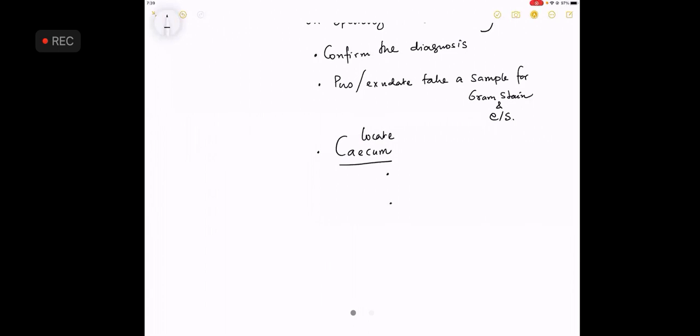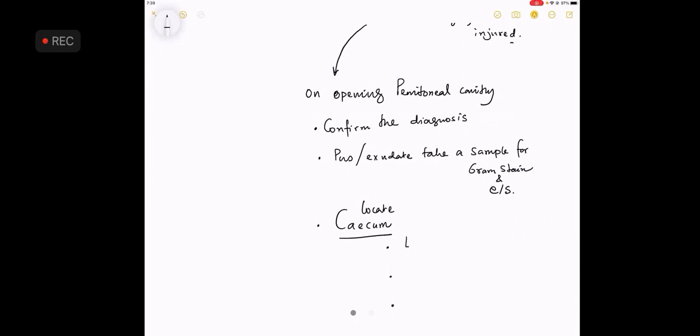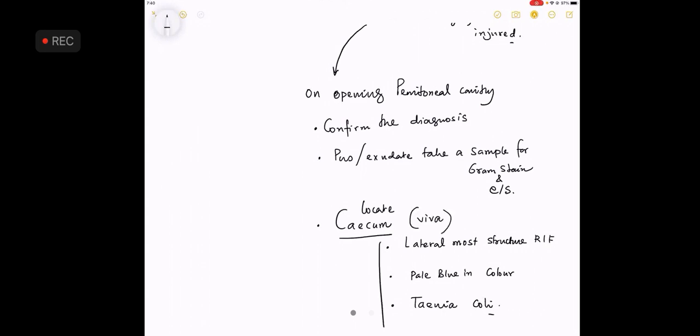Cecum is located by 3 points. One, the cecum is the lateral most structure in the right iliac fossa, pale blue in color and has tinea coli. This is technically asked during your viva. How did you find out the cecum?